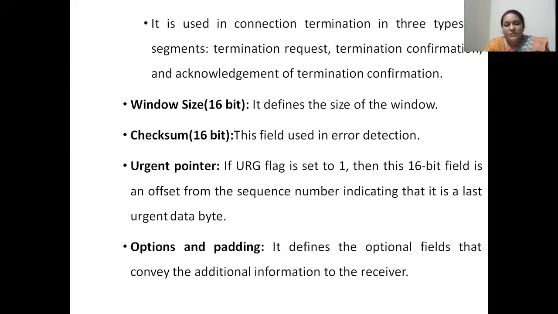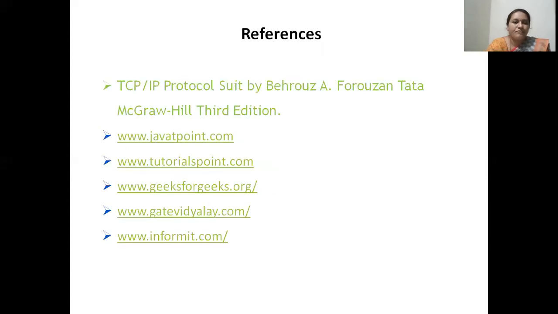The next field is options and padding field. It defines the optional fields which can be used to convey any additional information to the receiver. These are not mandatory. If at all any additional remarks have to be sent by the sender to the receiver, it can write that information in the options and padding field of the frame.